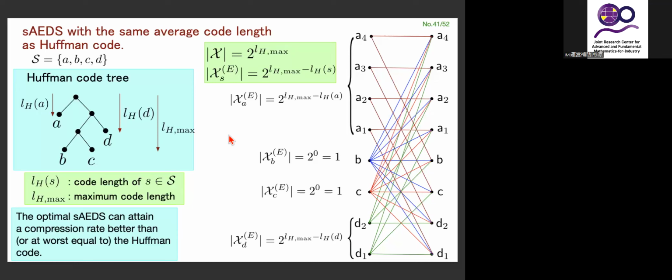For given source probabilities, this construction of SAEDS is not optimal generally. So the optimal SAEDS can attain a compression rate better than or equal to the Huffman code.